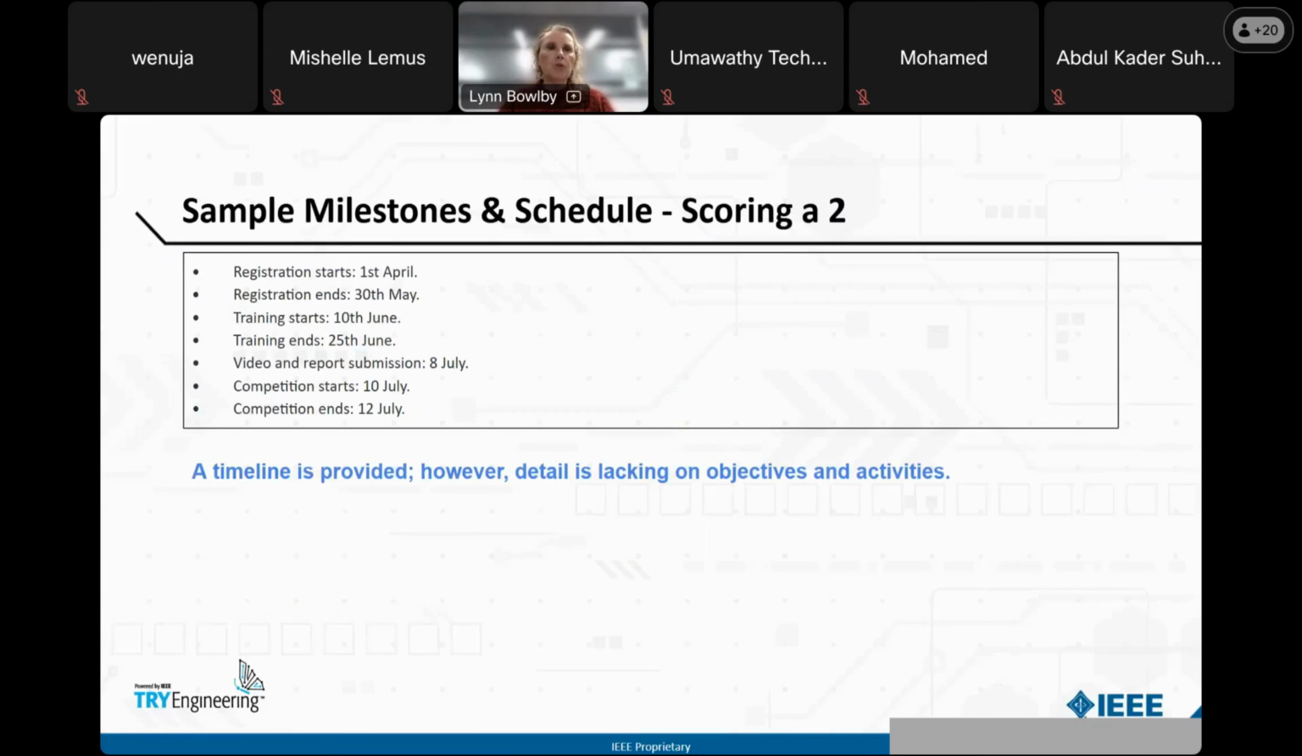So here's one that is a score of a 2. A timeline's provided, certainly, as you see registration starts and ends and training starts and training ends, but it really doesn't talk about objectives and the actual activities that are going to take place within your event.